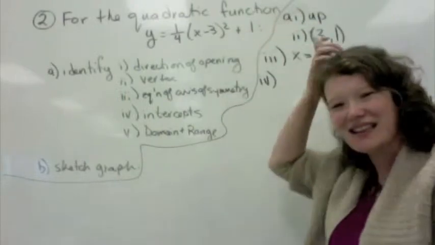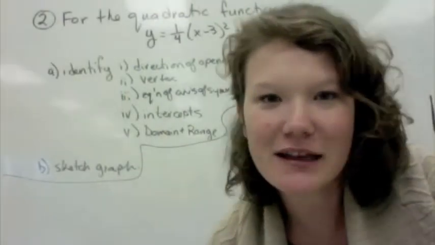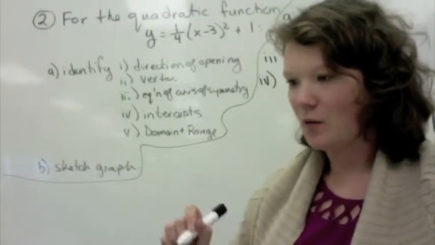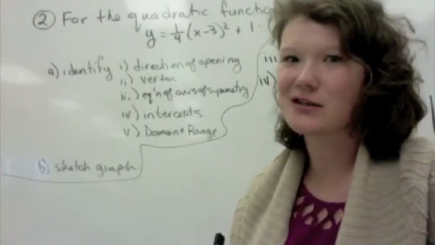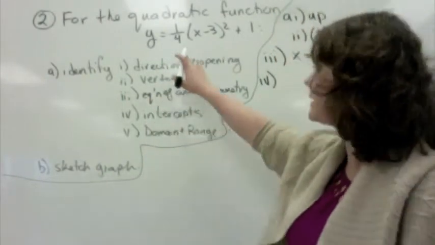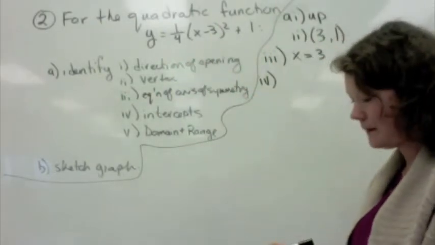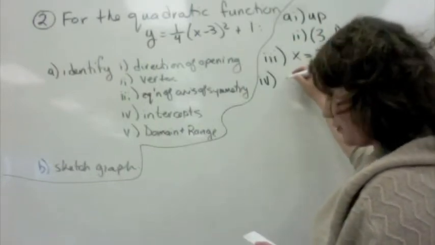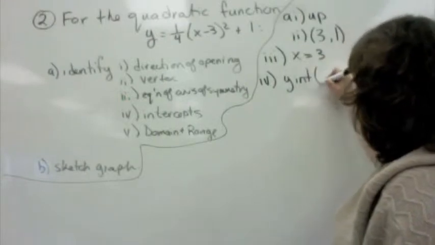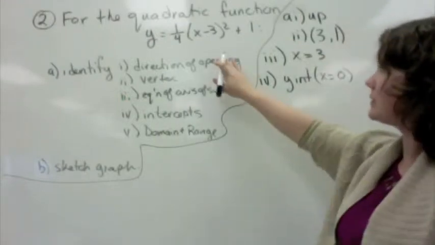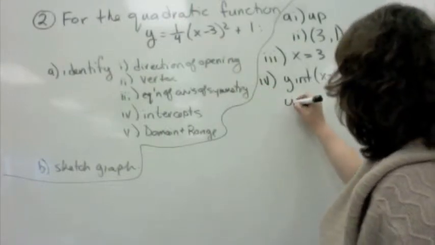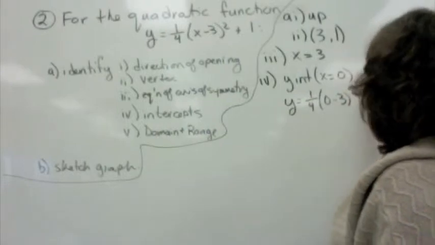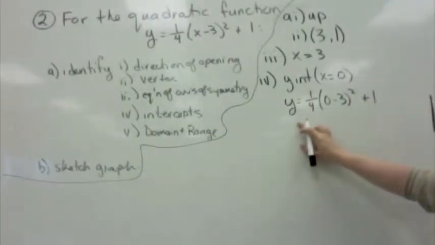Intercepts. Now here's where it gets a little bit interesting. In standard form, finding the intercepts, especially your y-intercept, is pretty easy because you just take the constant. But since this is in a slightly different form, we need to expand it a little bit. For your y-intercept, always think x equals 0. All we're going to do is substitute 0 in for our x here. So y equals 1/4 (0 minus 3) squared plus 1. So we're just going to solve for this y.